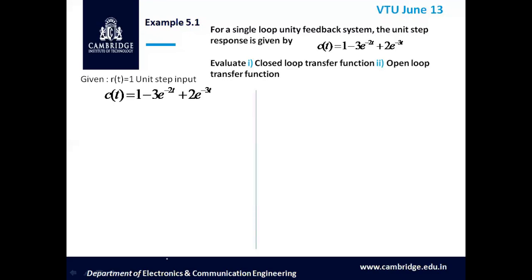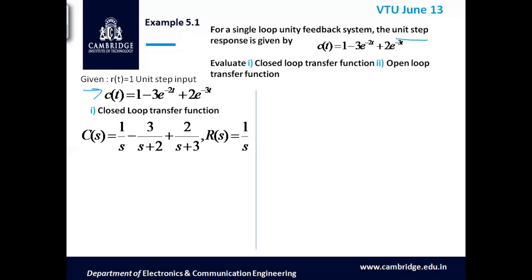Given is a unit step, so r(t) equals 1, which has been identified from the question, and the response c(t) is given here. We are supposed to calculate the closed loop transfer function, that is the first option.